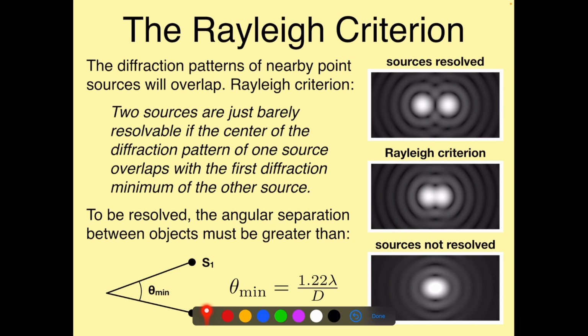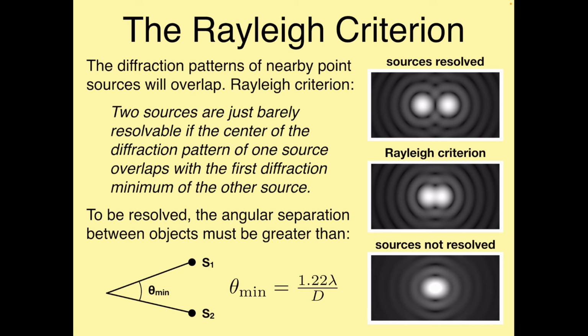So as long as that's as close as they get and they don't get any closer, then we can resolve them. If they get any closer together than that, we can't resolve them. If they're further apart than that, then that's great. We can still resolve them. So the Rayleigh criterion is that borderline case where we just barely are able to resolve the 2 sources.